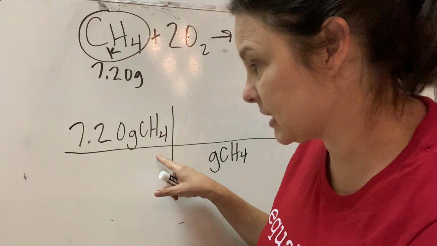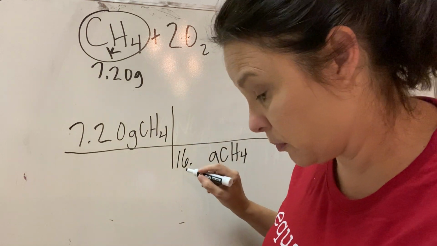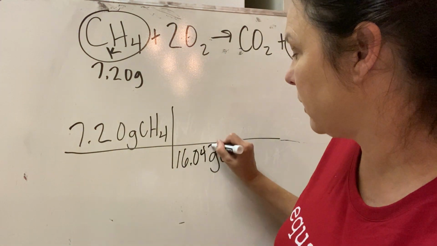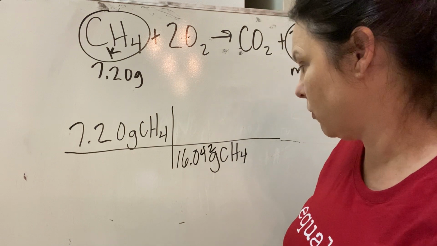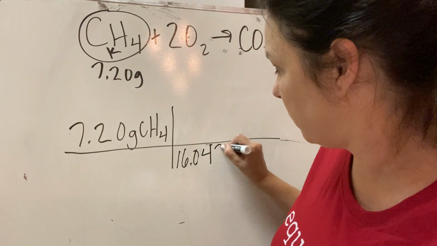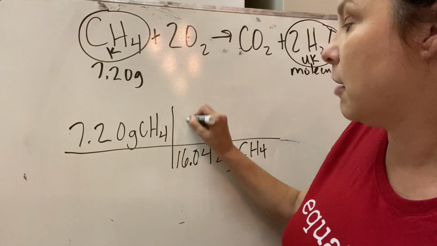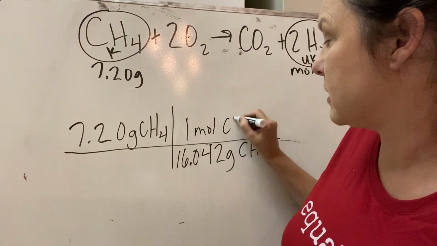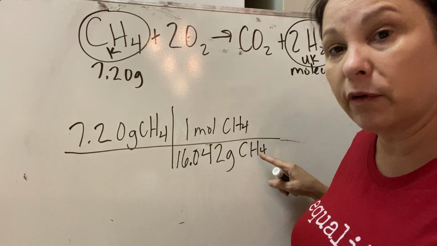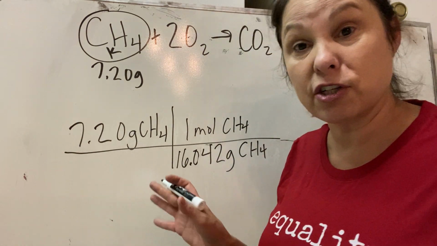So you've got to go to your periodic table and add up the atoms. You should get 16.042. Let me spread that out a little bit. 16.042 grams of CH4. And in the top, it tells us to put 1 mole of the CH4. Remember, CH4 is my known. So it says 1 mole of the known over molar mass of the known. That gets us through step 2.